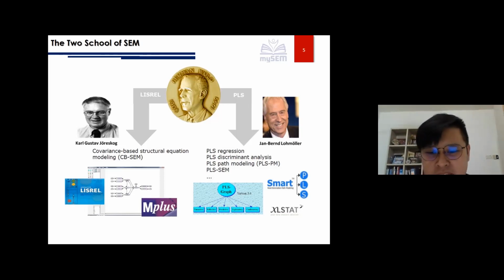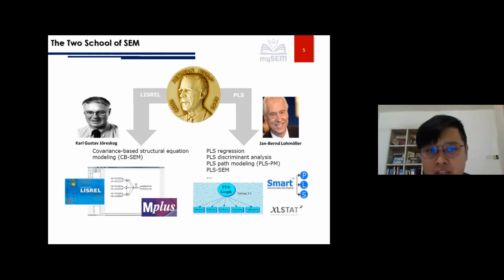Some people will call it PLS path modeling. Some people will call it PLS structural equation modeling. And in this PLS-SEM, we have a lot of variation of software, such as the famous one, which I'm going to show you today, the SmartPLS software. And then we have XLSTAT, as well as PLS-Graph.